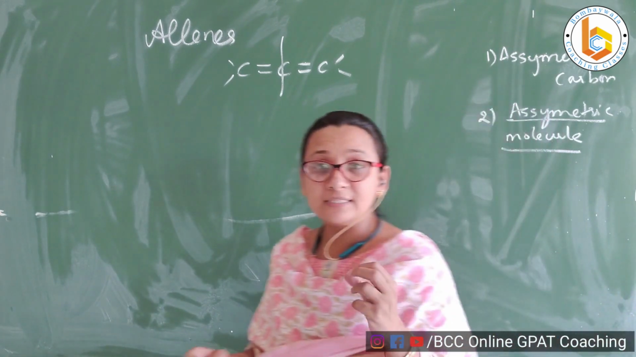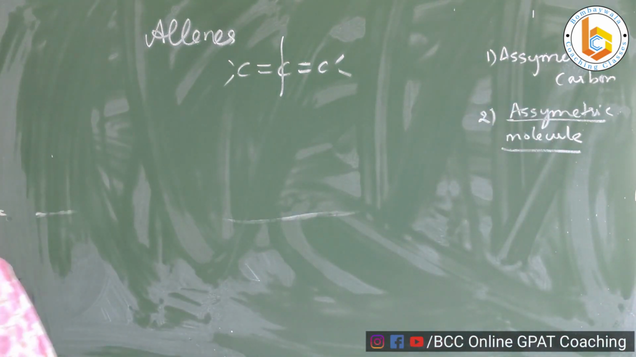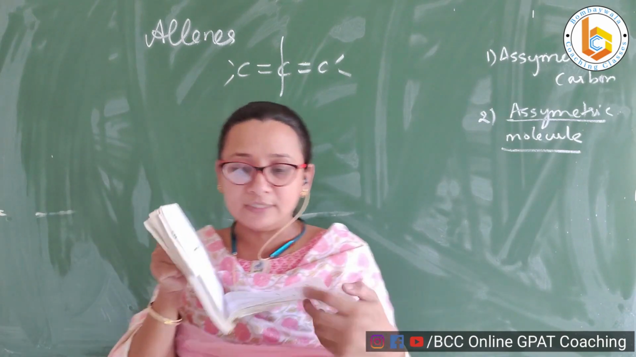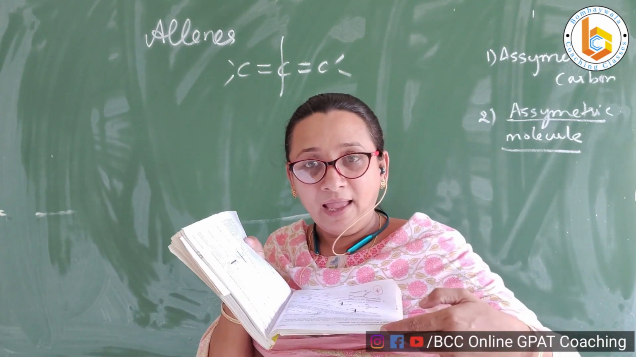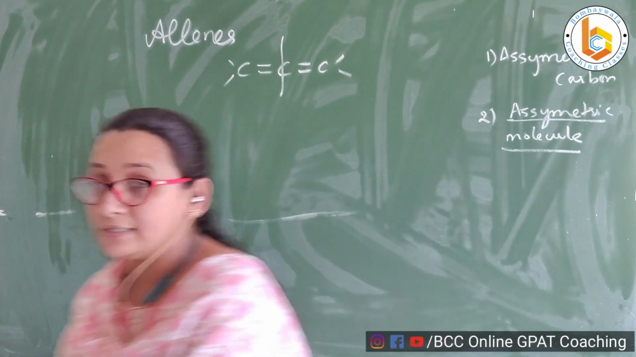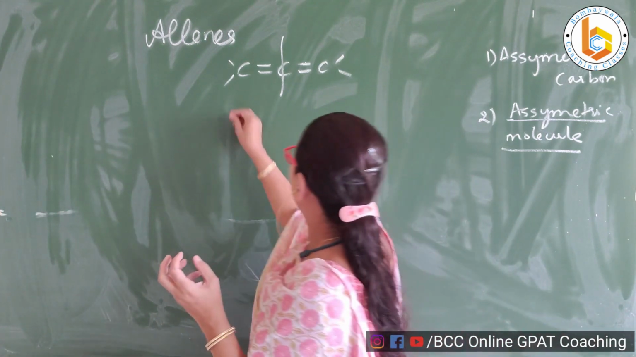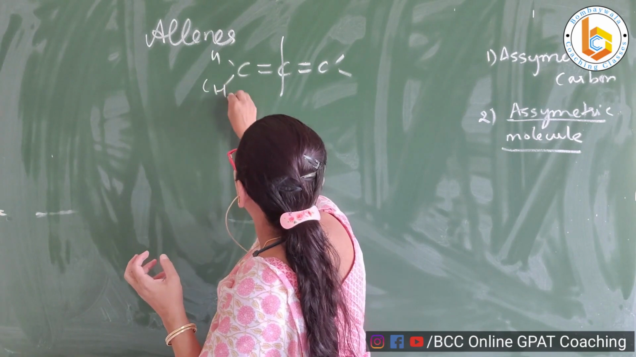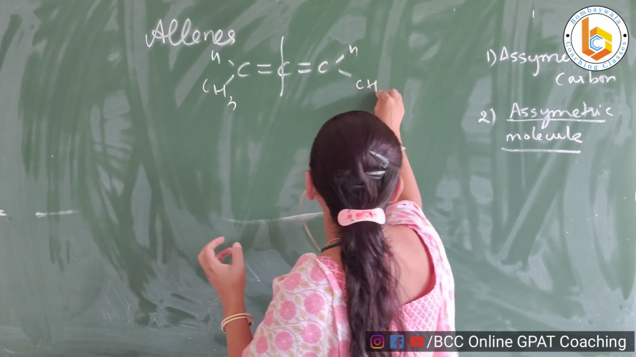So yes, understand this. See, for example, this is my C double bond C, and this is my another C double bond C. Remember students, have a look, for example, this is suppose H, CH3, H, CH3.